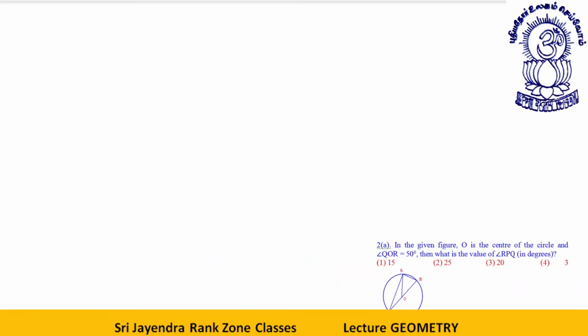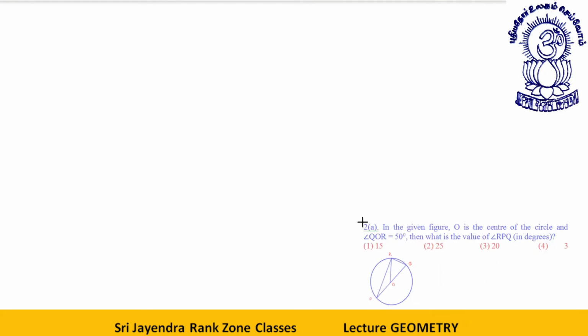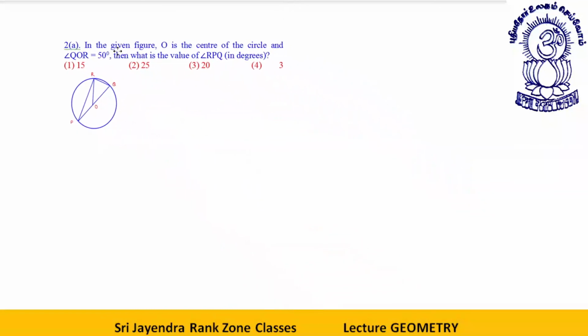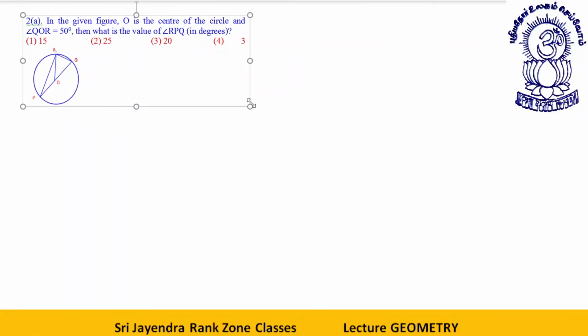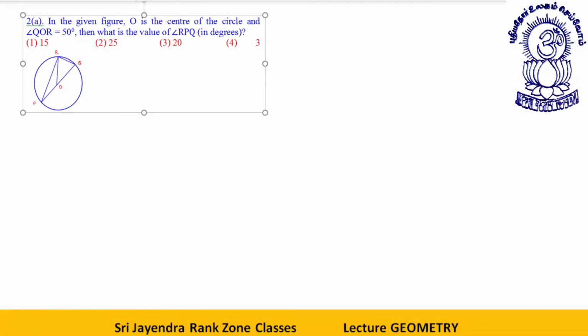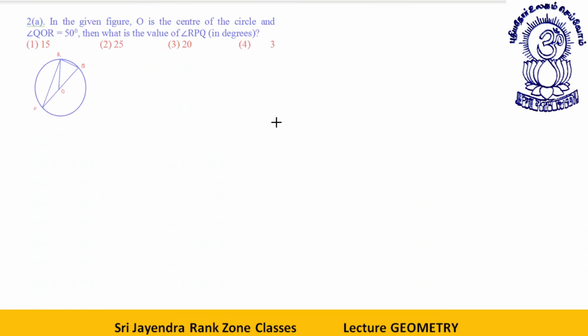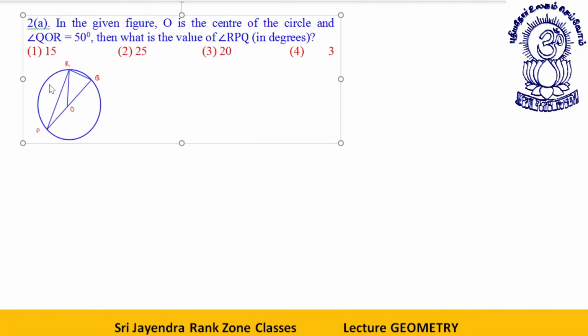The first question we have is, in the given figure, O is the center of the circle and angle OQR is equal to 50 degree. Then what is the value of angle RPQ? RPQ, you have to determine this angle.